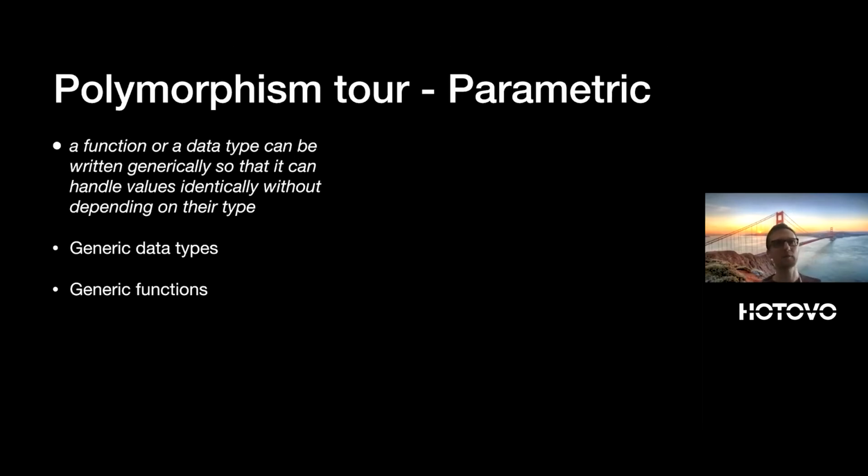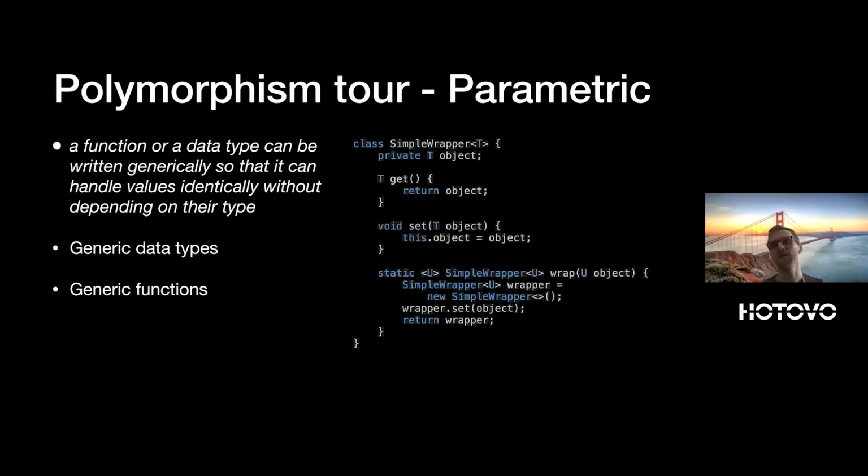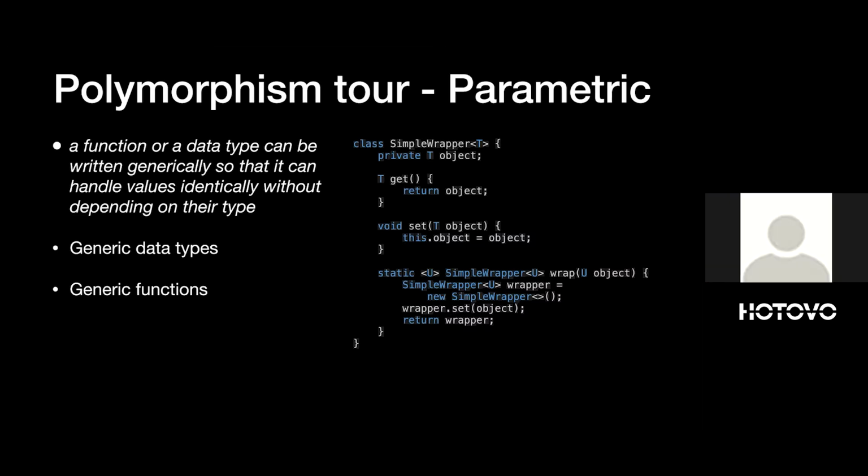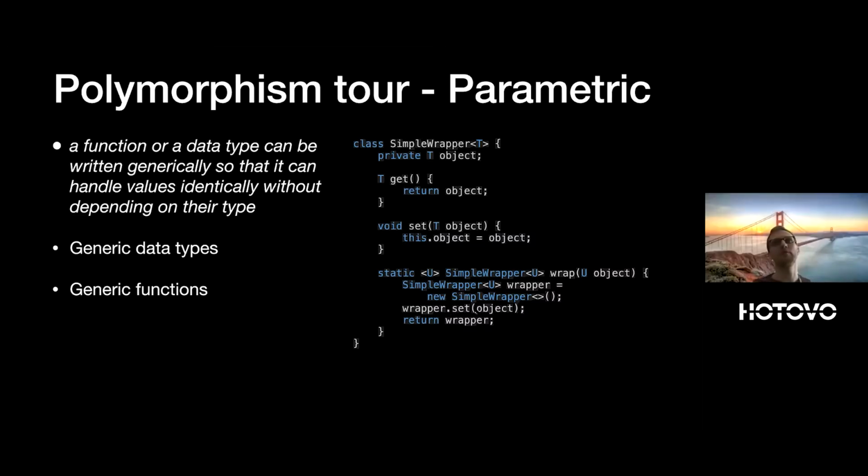Usually it's implemented in programming languages via generics, generic types and generic functions. I have an example here from Java again. This is a simple wrapper class, which has a T as a type parameter, and it can get the type, it can set the type. So it's a really simple demonstration of a parametric data type. And this is an example of a parametric function. In this case, it's a static method inside the class.